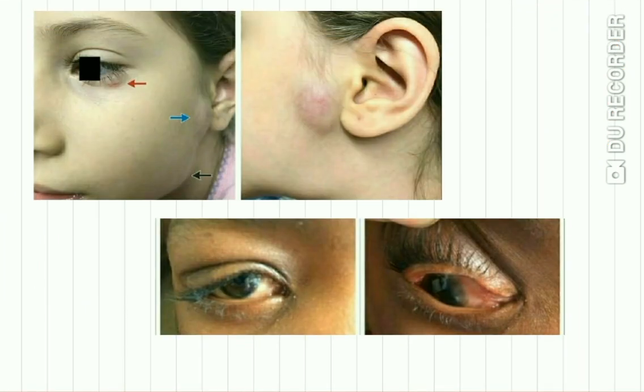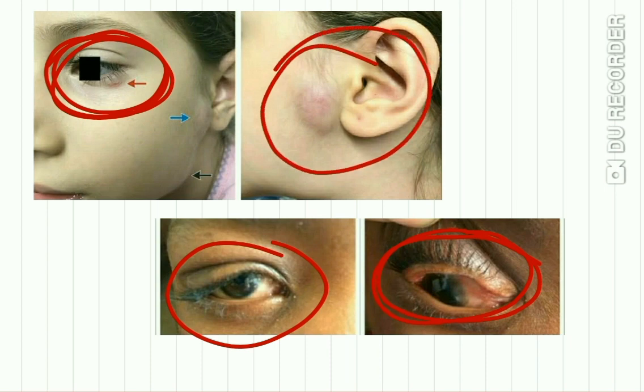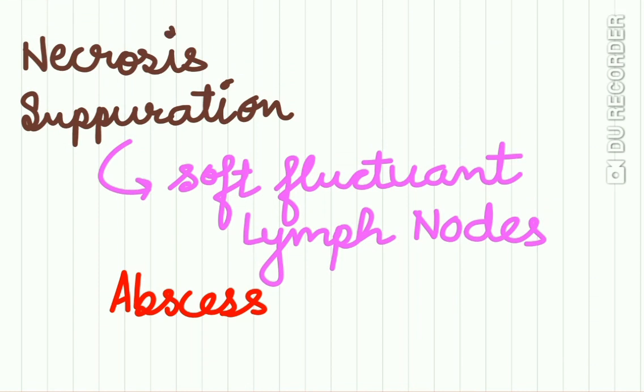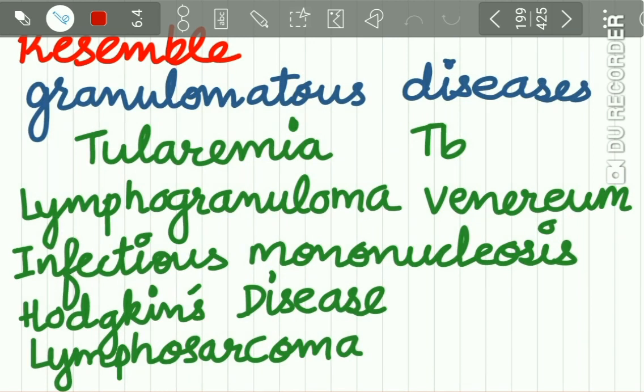So here you can see the ocular granuloma. Here it is more prominent, the ocular granuloma, and there is periauricular, around the ear, lymphadenopathy. Now the lymph nodes may undergo necrosis or suppuration resulting into soft fluctuant swellings which may ultimately result into abscesses.